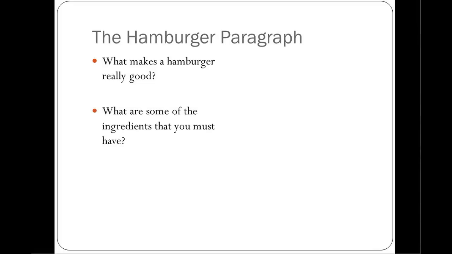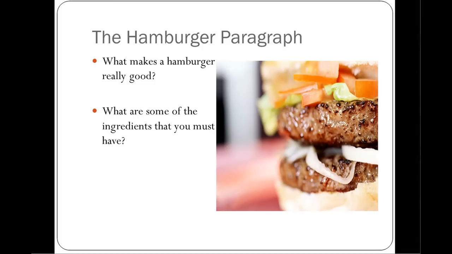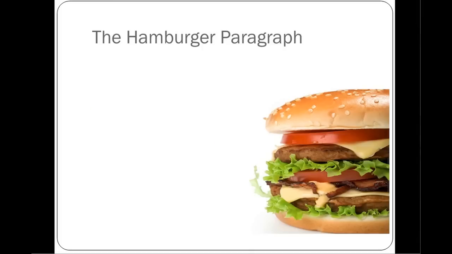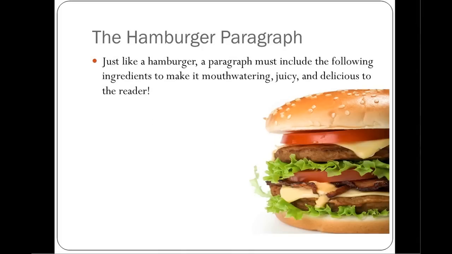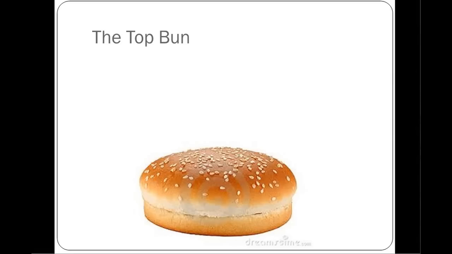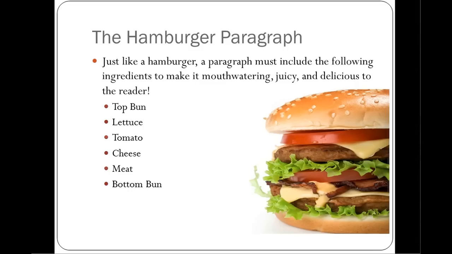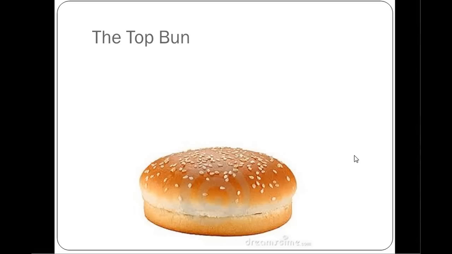Before we jump into the paragraph, we have to think about what makes a hamburger really good. What are some of the ingredients that you just have to have? Now, there might be a variety of ingredients floating through your mind, and it might even include a meatless hamburger. But I think we can all agree what makes a good hamburger are some basic ingredients. And just like the hamburger, a paragraph needs to include the following ingredients to make it mouth-watering, juicy, and delicious to the reader.